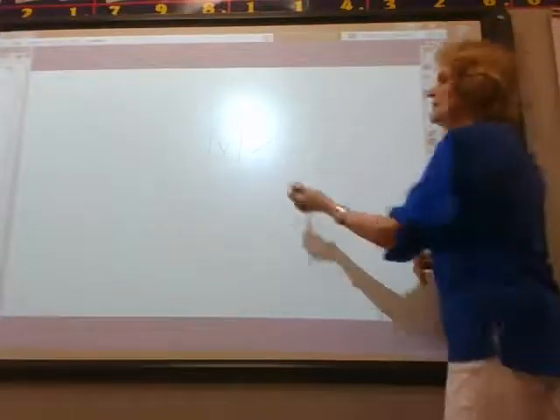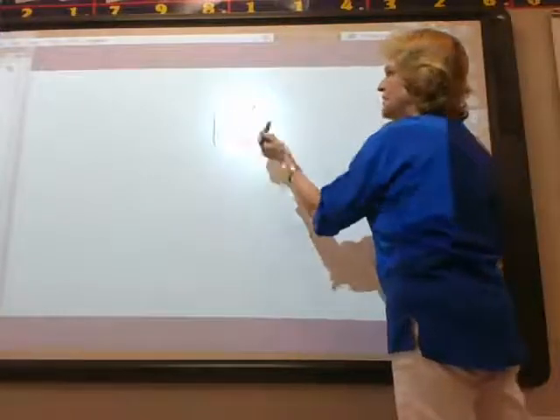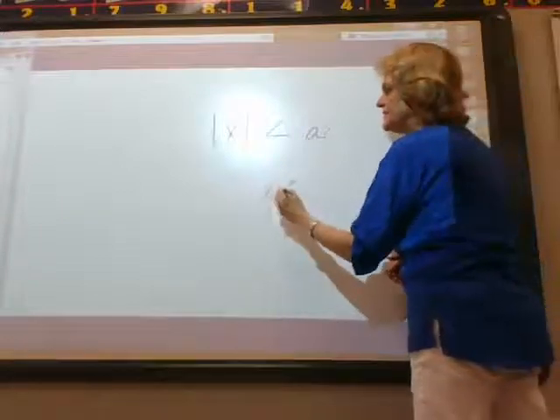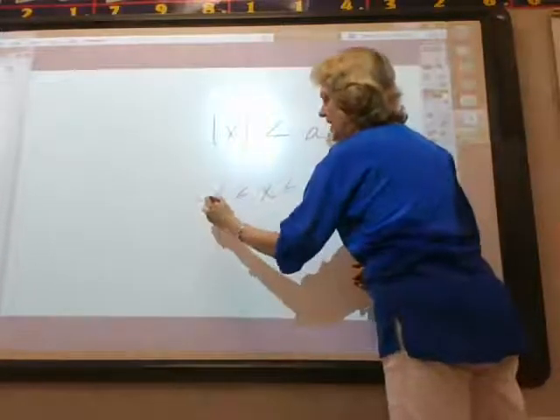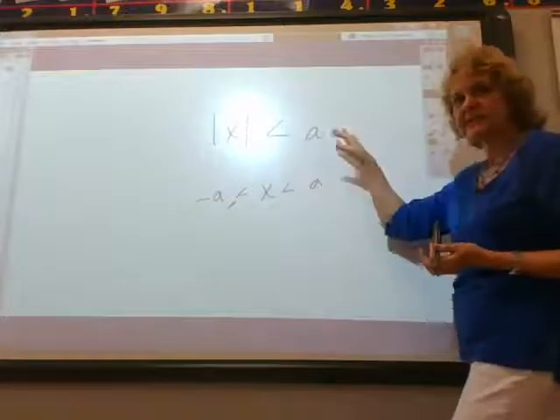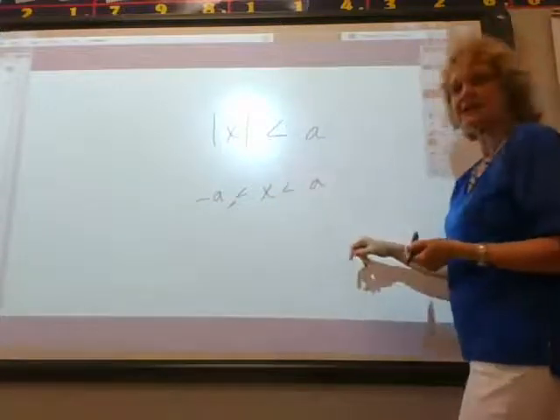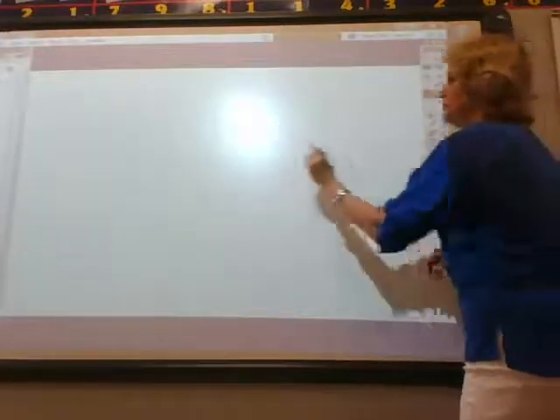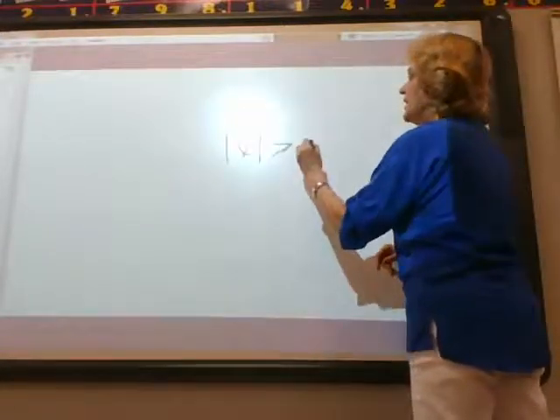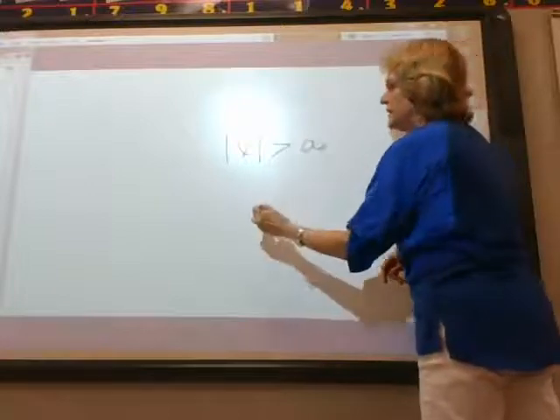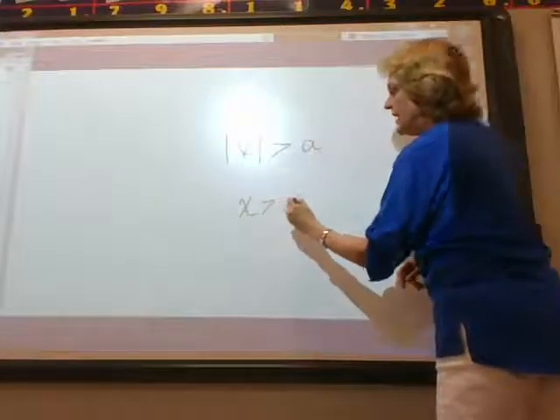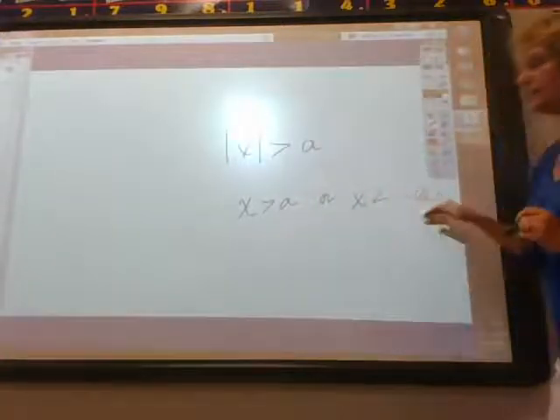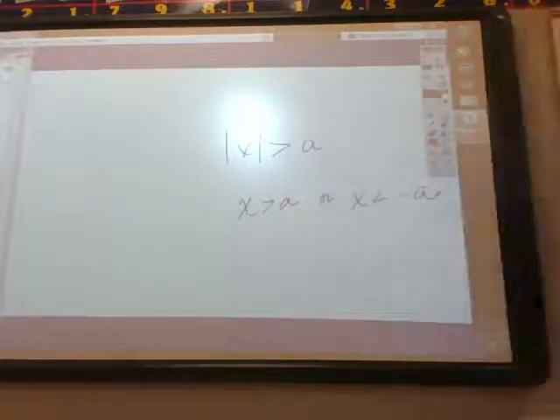So when your absolute value is less than a number, then x is going to be between a and negative a. Whatever that number is. If it's 7, then 7 and negative 7. If you have the absolute value of x is greater than a number, then x is greater than a or x is less than negative a. And again, that works for every number.